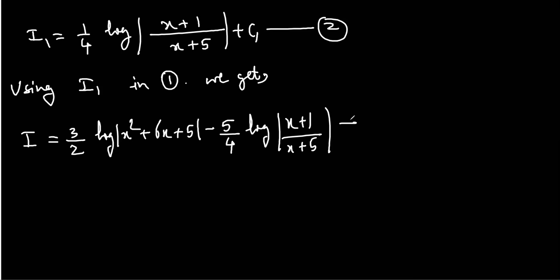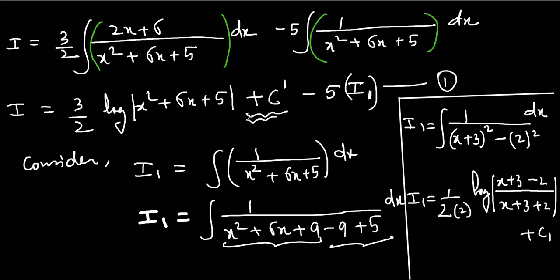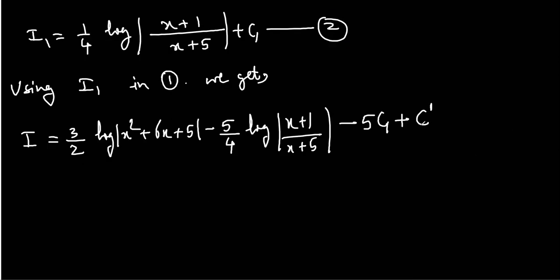So you have minus 5 c1 and plus c dash. What is that c dash? C dash of this one, you know, when you have integrated the first one. So what I do next is c dash and minus 5 c1 plus c dash. This will get me another constant, which is c, capital C.